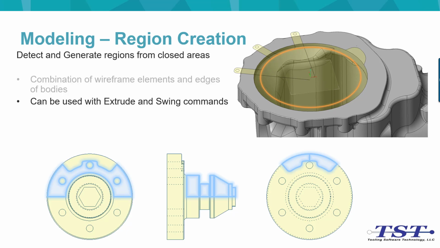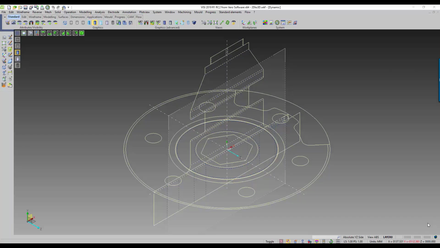It can be used for extrude elements and swing elements. So basically what it's going to do from a closed area with wireframe or edges, or the combination of the two, it will basically allow you to extrude elements and swing elements. This is only active on the current work plane. So we're going to show just a quick example of this.